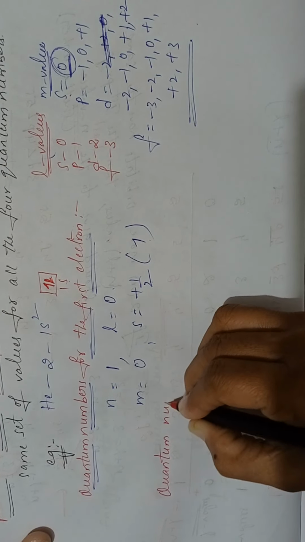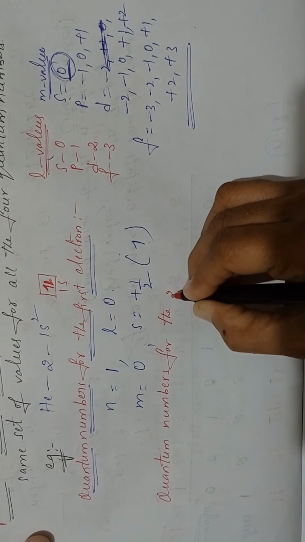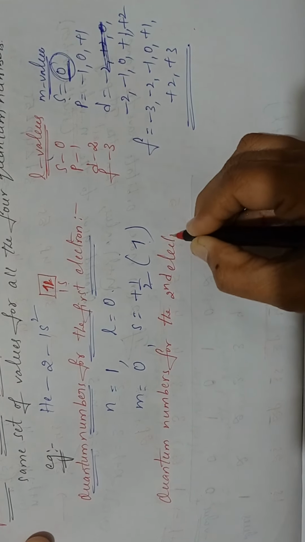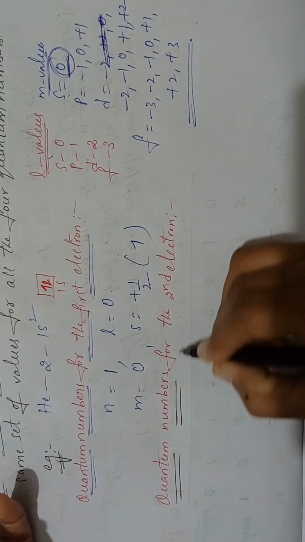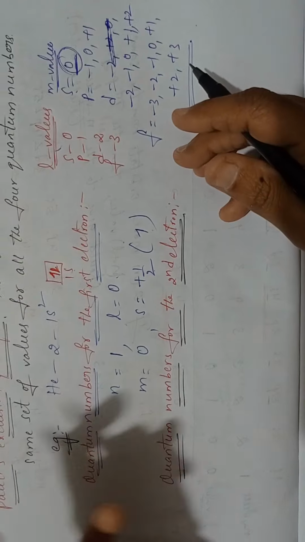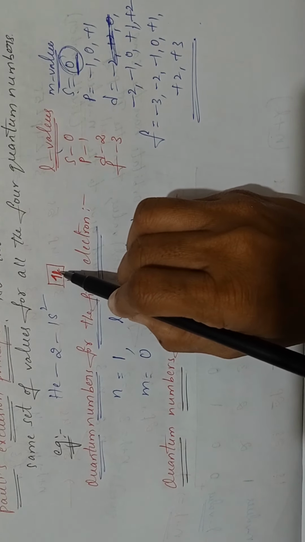Quantum numbers for the second electron. Now what are the quantum numbers, students, for the second electron? Second electron. Now this is the second electron, anti-clockwise direction, students.